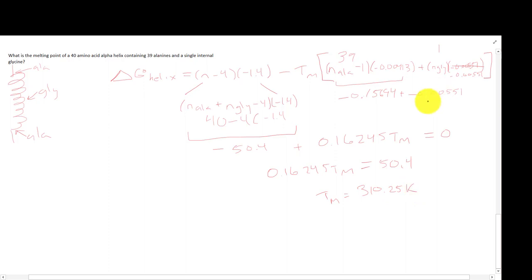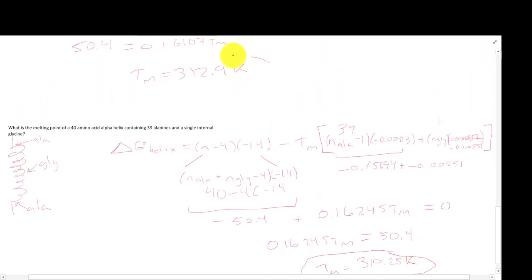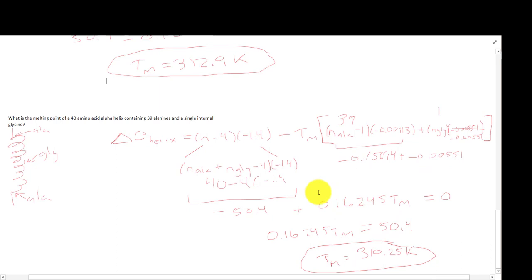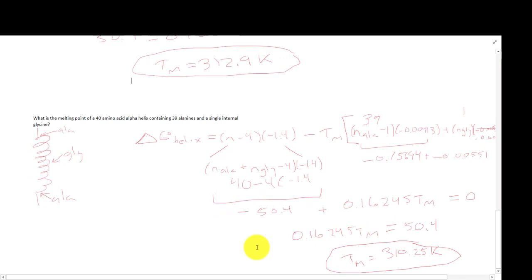So just introducing a single internal glycine into this helix introduced a penalty that was visible by a melting point shift from 312.9 Kelvin in the last one where it's all alanines down to 310.25, almost 3 degrees shifted and less stable. Okay. So one glycine does make a big difference for the penalty. All right.